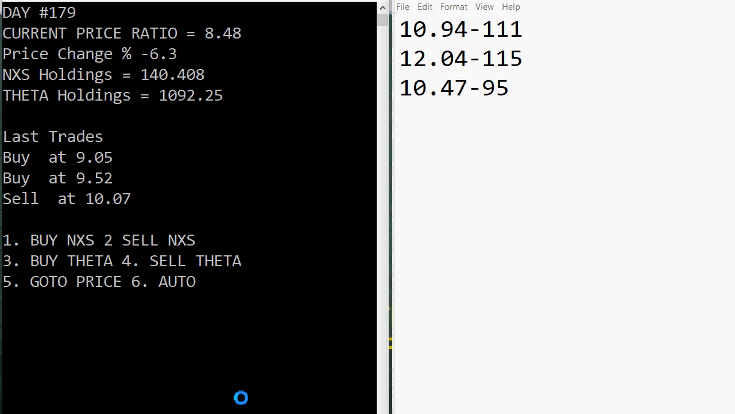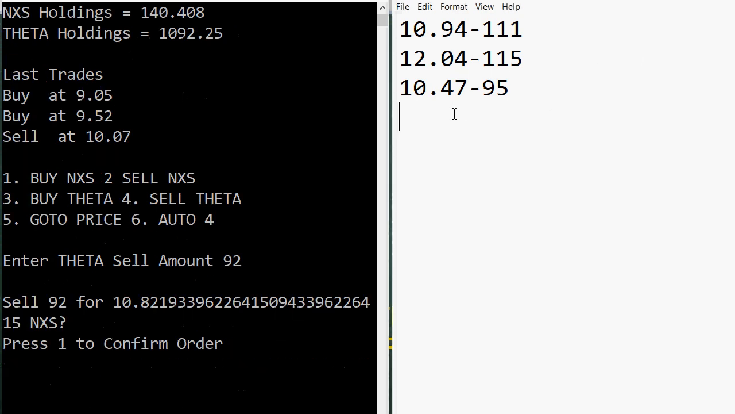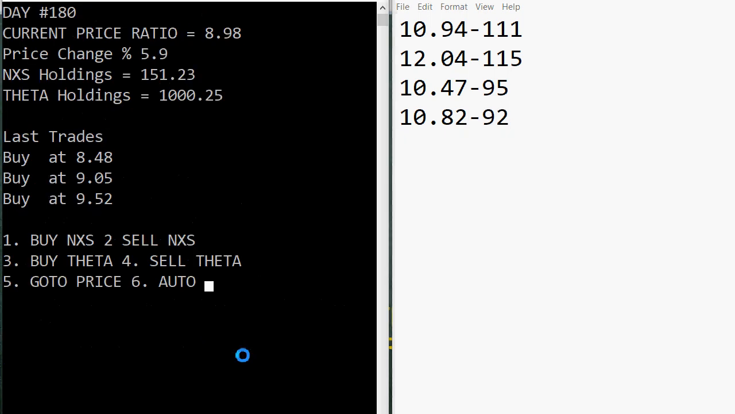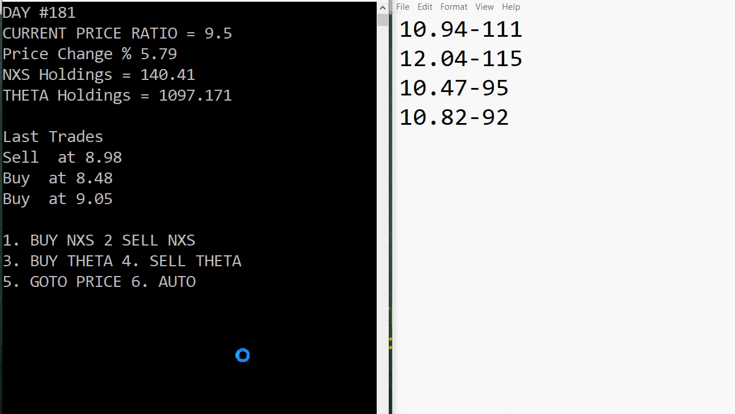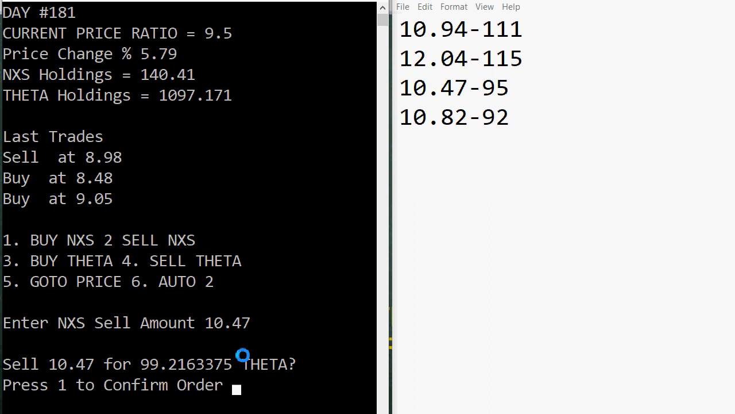And it goes down, and a decent move at that, at 6.3% compared to the 5. But we'll go 92 on this and accumulate 10.82. So now it goes up, and we'll sell the 10.82 and bring back 96. And I'm saving the 0.9. That's another way of saving it, but that's the 10.47 that I'm going to fill here now, which will get me 99, so a gain of 4.